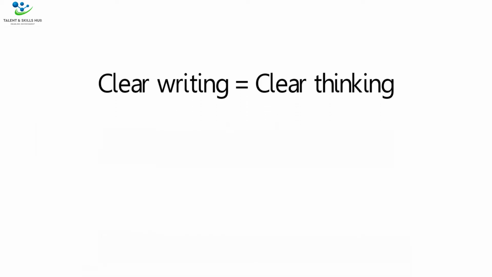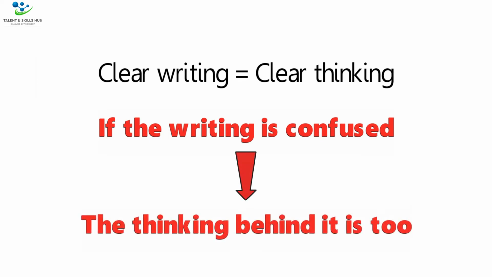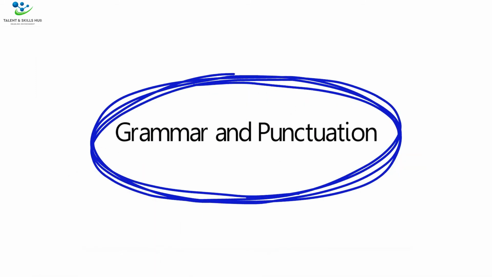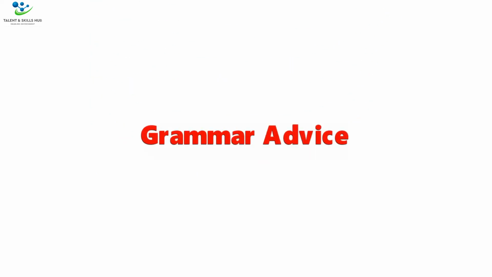To put it the other way around, if the writing is confused, it gives the impression that the thinking behind it is too. Grammar and punctuation are closely connected, as we will see, because both have to do with the correct construction of sentences. Grammar advice.